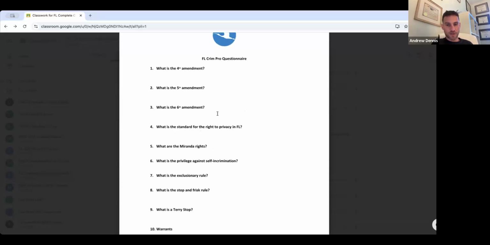What's the standard for the right to privacy in Florida? It's heightened and express. So it's very important in Florida that you have this right to privacy. This is a constitutional right. There could also be the tort of invasion of privacy, but that would be like Tommy snooping on Johnny. A Fourth Amendment invasion of privacy would be like the government wiretapping your phone calls.